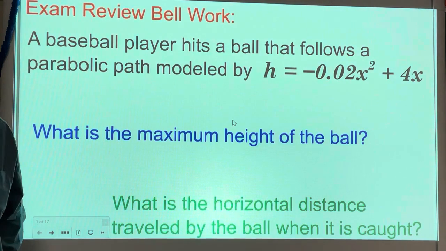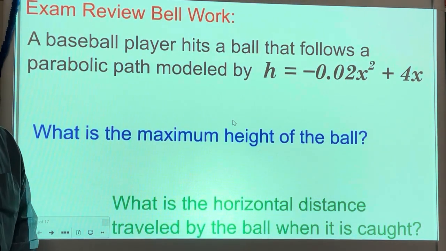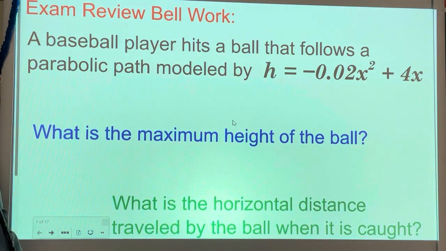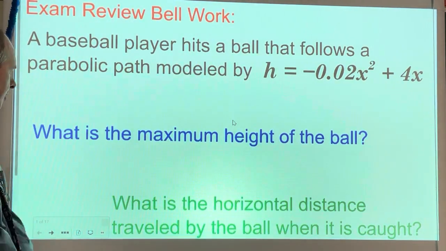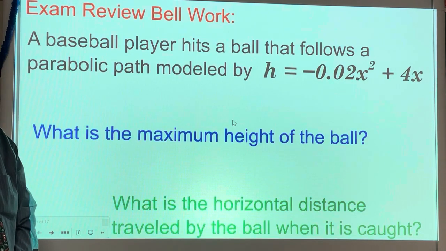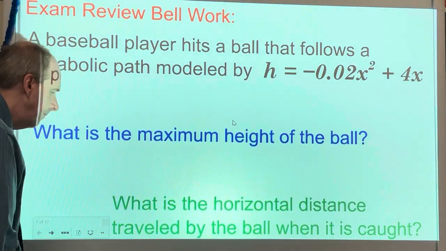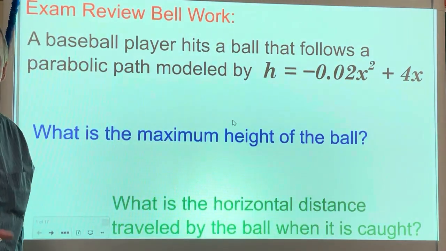Today, how about you start off by practicing this problem, getting ready for our upcoming exams. A baseball player hits a ball that follows a parabolic path modeled by this equation. Find the maximum height of the ball, and what is the horizontal distance traveled by the ball when it's caught. Hit pause, figure it out, come on back and check.